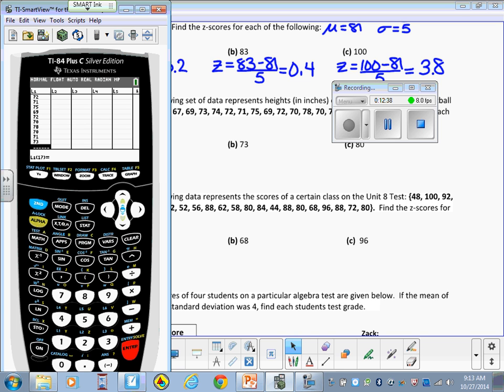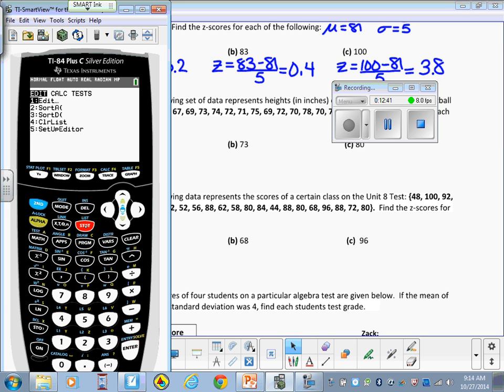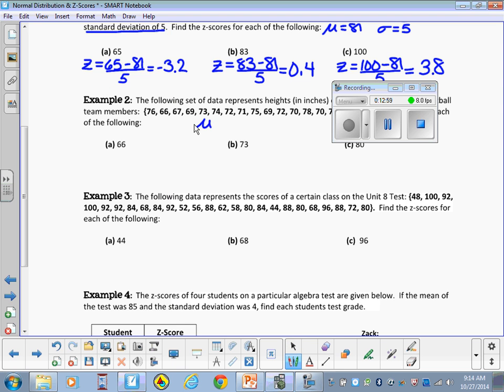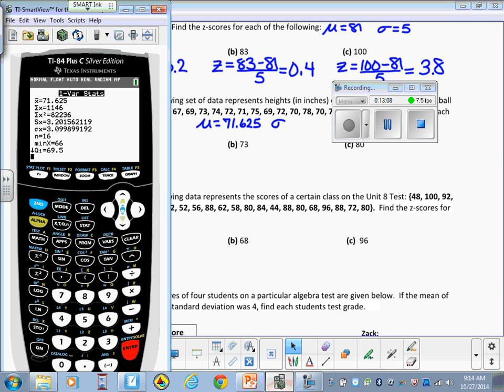Very important to check. Stat, calc, 1-variable stats. I need list 1. Calculator magic. My mean is 71.625. So mu, 71.625. Standard deviation, 3.0999.